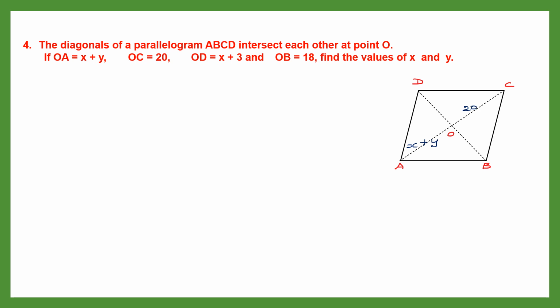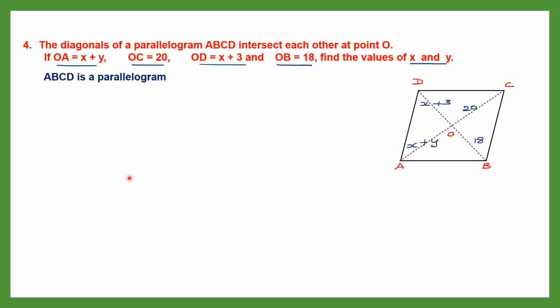Then OD is x plus 3. That means this portion is x plus 3. And we have OB is 18, and this is 18. So all these measures are given to us: OA, OC, OD and OB. Now we have been asked to find the value of x and y. So we have x here near OA, we have x here and y, and here also we have an x. Now we have to solve and find the value of x.